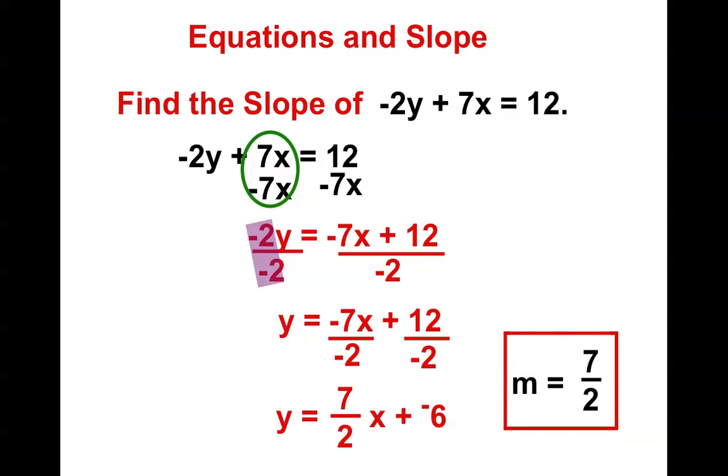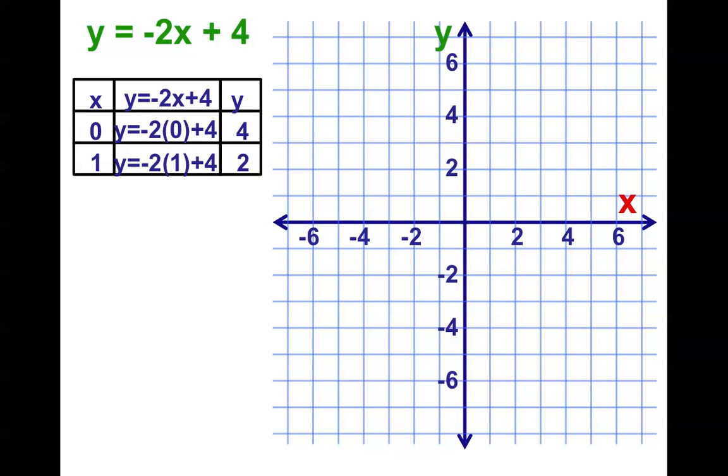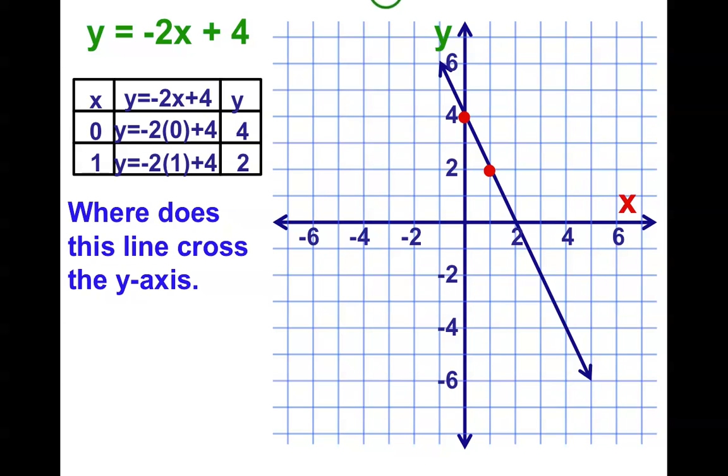Not bad, huh? Okay, so from here, let's go back to our original line. We had 0, 4, we had 1, 2. And there's our line. We know the slope is -2, but check it out. Where does this line cross the y-axis? Right there at 4. So this equation is called the slope-intercept form because it has the slope right before the x and it has the y-intercept right here.